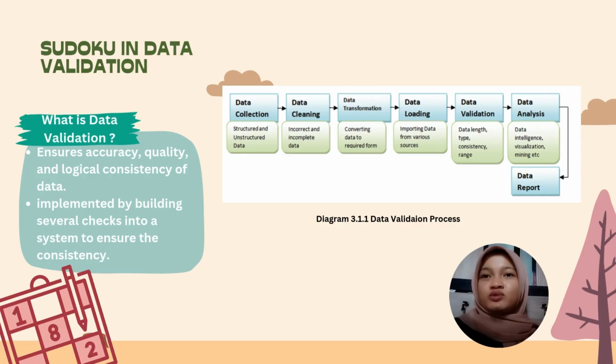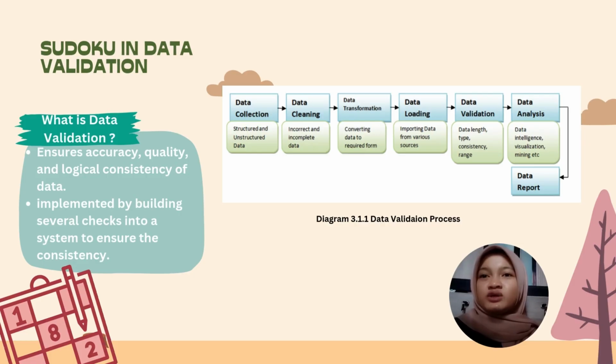There are 6 processes. The first one is data collection, gathering both structured and unstructured data. The second one is data cleaning, fixing errors such as incorrect or incomplete data. The third one is data transformation, formatting or converting data into the required structure. The fourth one is data loading, importing cleaned and transformed data from various sources.